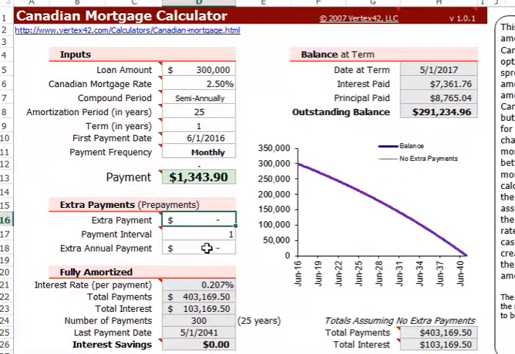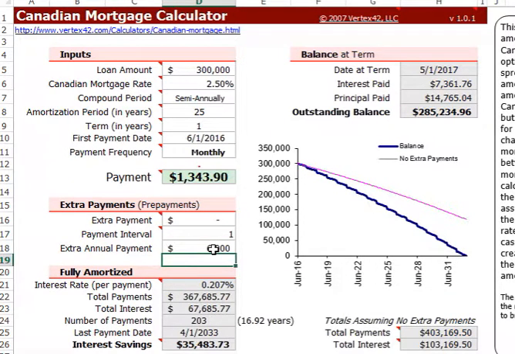But now what we're going to do is make one lump sum payment. So we're going to take that $500 a month, and instead of doing it weekly or monthly, we're going to do a lump sum payment of $6,000. So now you'll see that our principal pay down is only $14,765 compared to $16,000. So it's definitely good, but not as good as being able to make the monthly payment. Our outstanding balance is $285,234.